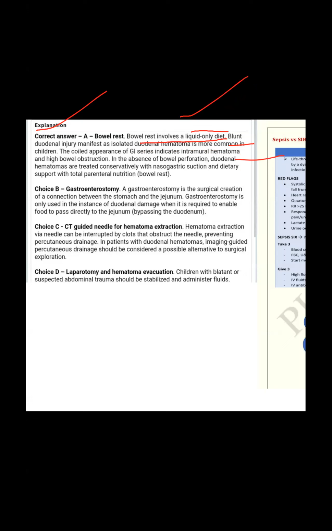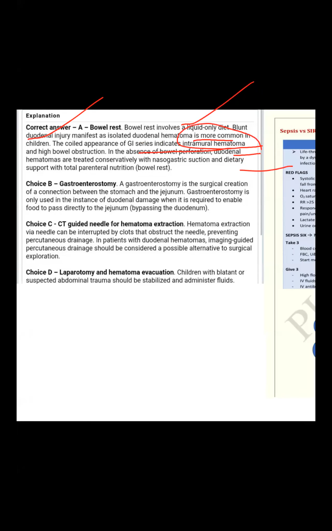An intramural hematoma indicates possible high bowel obstruction. Initially there is no perforation, there is a spring appearance, and since the hematoma is congested in nature, there is a possibility of obstruction. So initially what we have to do, Dr. Nandini, is bowel rest or parenteral nutrition. Okay, ma'am, clear? Yes, ma'am.